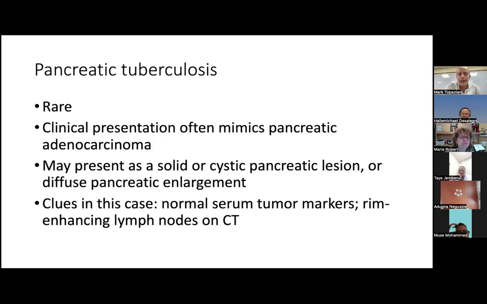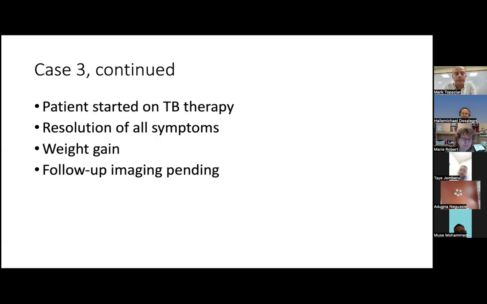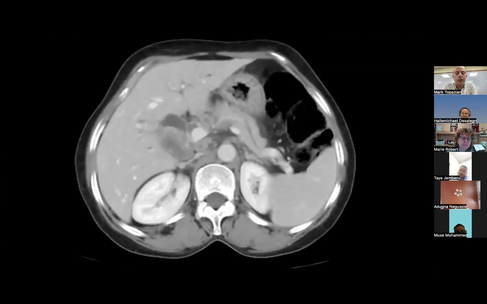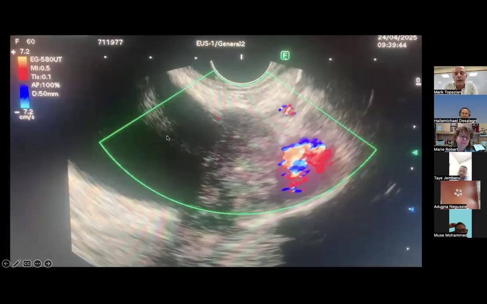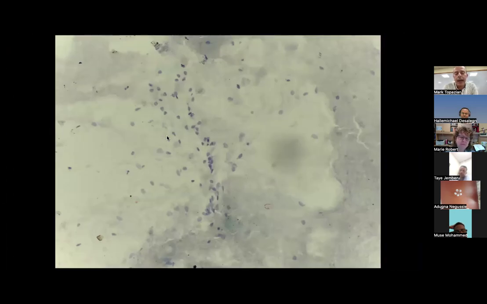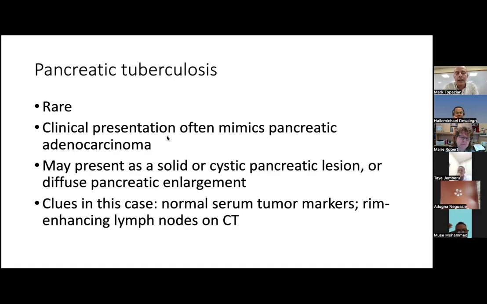Most of them have cancer. But there were clues in this case, looking back, that maybe this wasn't a cancer. The first one is that she had normal serum tumor markers, which is not common in pancreatic adenocarcinoma. And the other is that she had those peripherally enhancing lymph nodes, the ones in the porta hepatis. And that really speaks to central necrosis of a lymph node. So that's this here. The rim of the lymph node is enhancing, the center is dark. And that sort of enhancement pattern on a contrast-enhanced CT would be suggestive also, at least in retrospect, of TB.